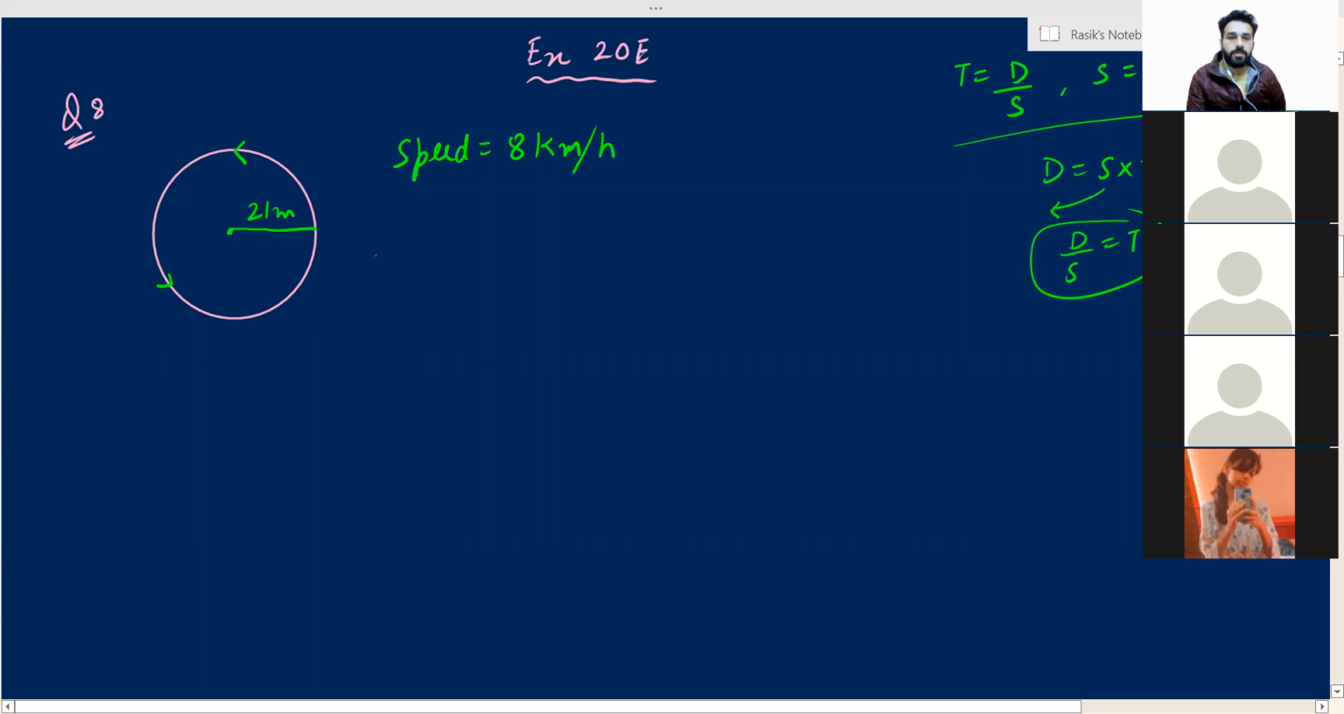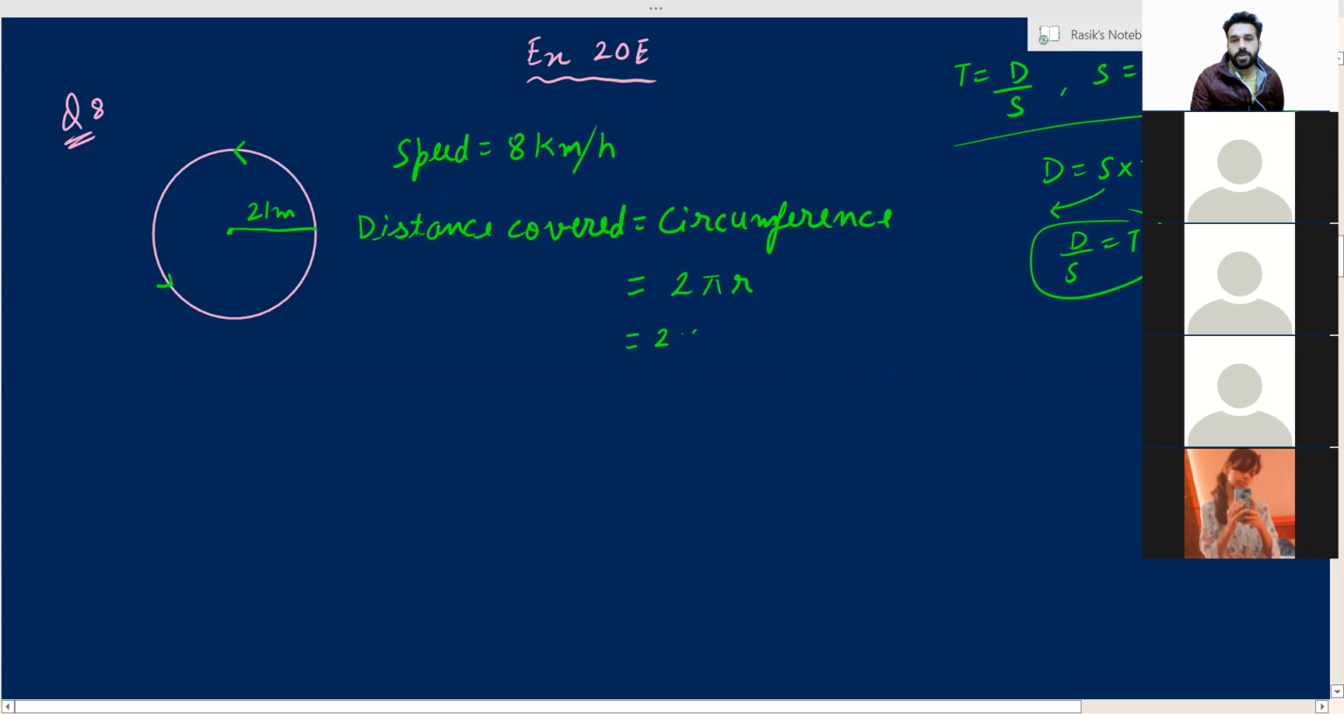Only then we can find time. So how will you find the distance? The distance covered by the man in one round. How will you find the distance covered by the man in one round? The distance covered by the man in one round is equal to the circumference of the circle. Right or not? So that means we can use the formula of circumference and find out the distance covered by the man.